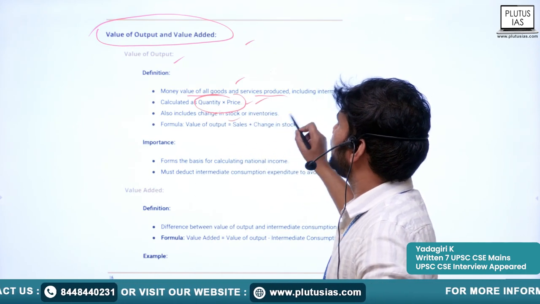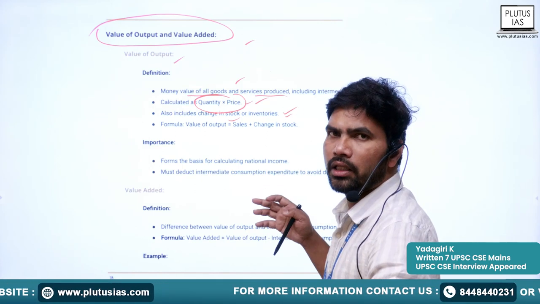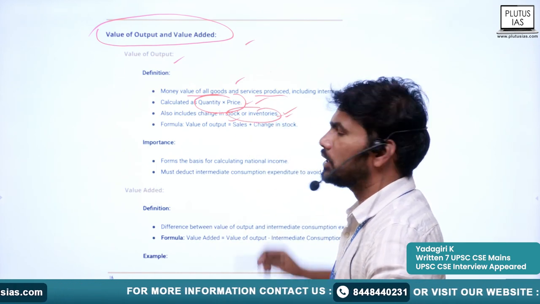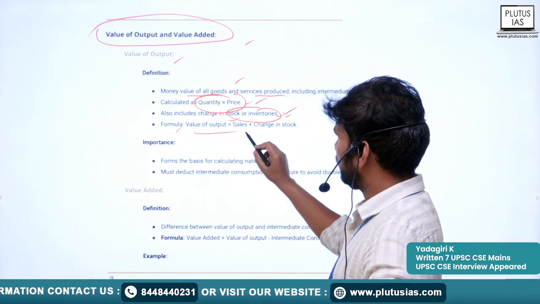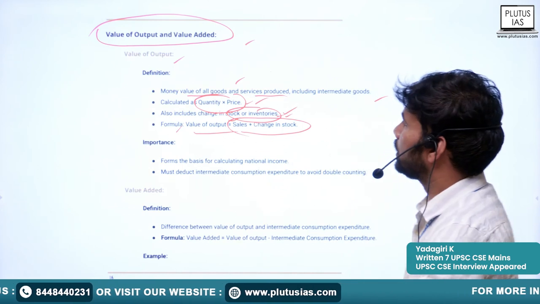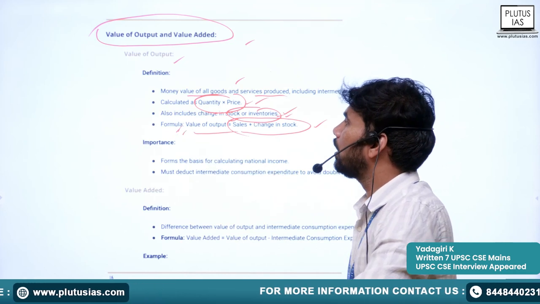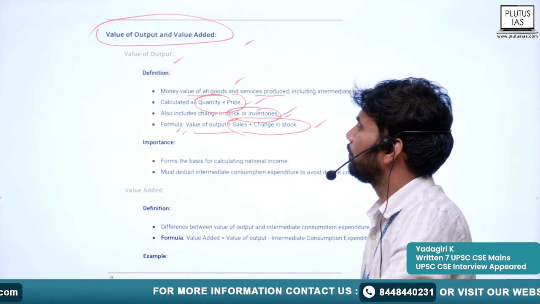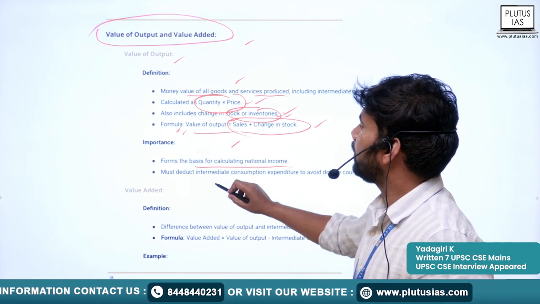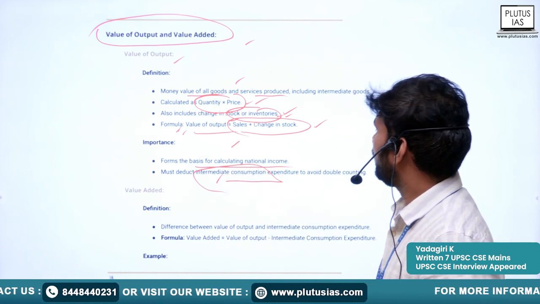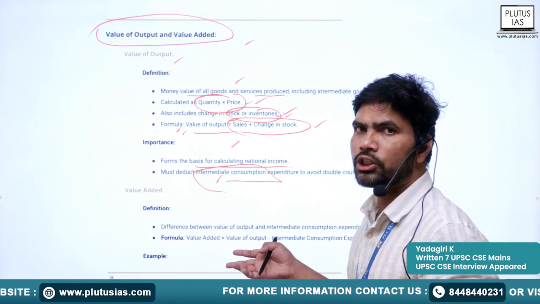It also includes changes in the stock or inventories. Formula, value of output is equal to sales plus change in stock. That is the original formula to find out the value of output. Importance, if you see, it forms the basis for calculating national income. We must deduct the intermediate consumption expenditure to avoid double counting. We have seen the intermediate goods, so we have to exclude them.